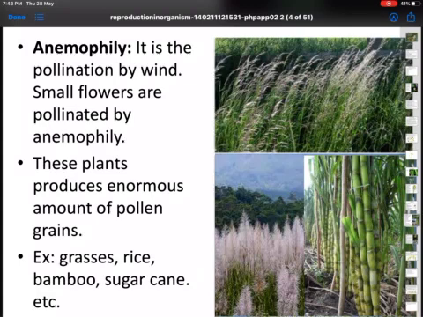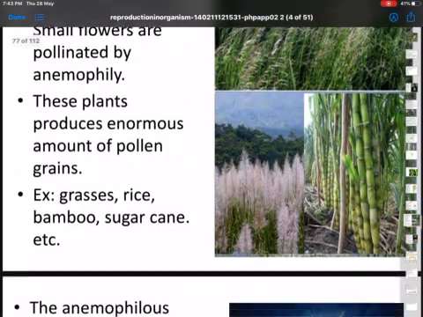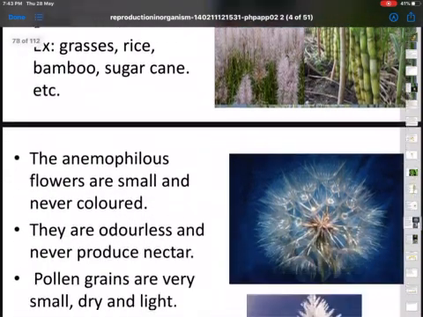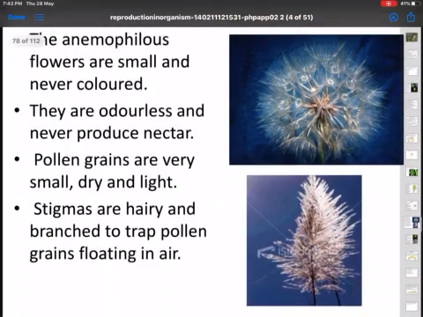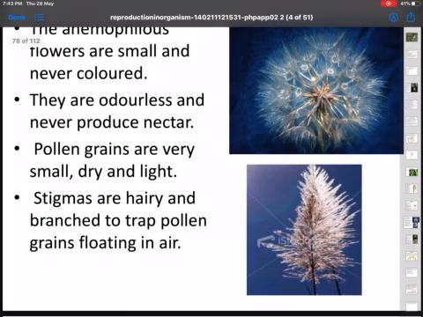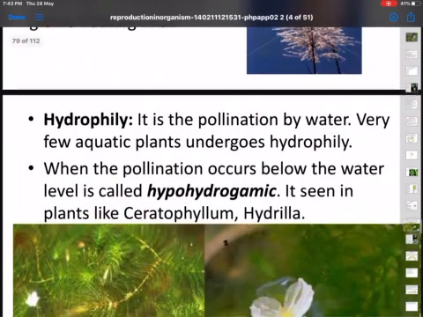These plants produce an enormous amount of pollen, crores of pollen grains. Examples: grasses, rice, bamboo, sugarcane. The anemophilous flowers are small and never colored. They are odorless, no smell, and never produce nectar. Pollen grains are very small, dry, and light, so only then can they get carried away with the wind. Stigma are hairy and branched to trap pollen grains floating in the air.